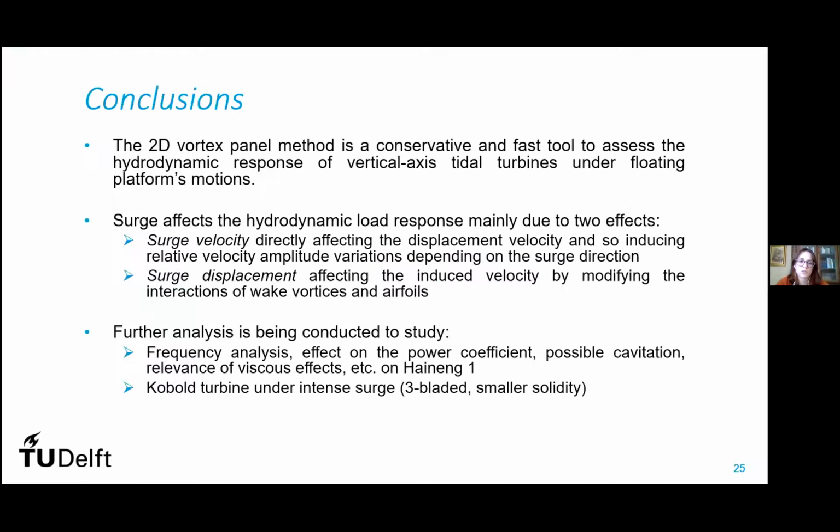And in conclusion, what was found from this research was that the 2D vortex panel method is a conservative and fast tool that can be used to assess the hydrodynamic response of a vertical axis tidal turbine under floating platform motion, which can be sway, surge, and yaw. And that surge affects the hydrodynamic load response with two contributions mainly, which are the surge velocity affecting the amplitude of loads mainly, and the surge displacement affecting instead the induced velocity and therefore the complexity of the signal and the spikiness of the relative velocity and of all the load coefficients.